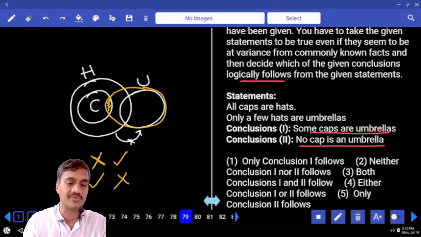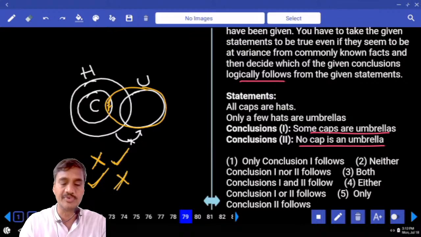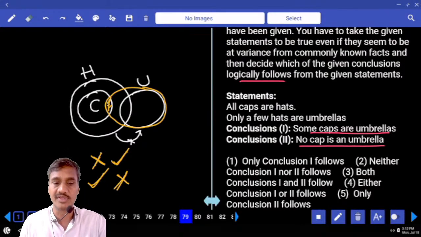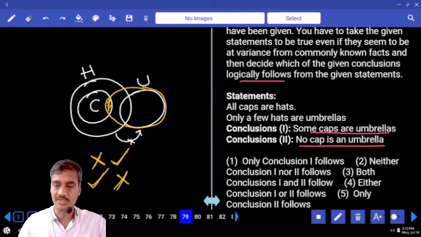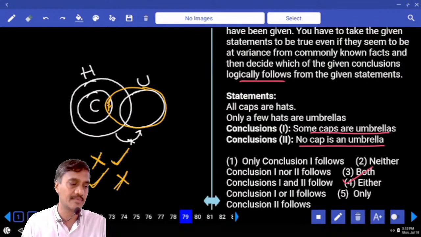Earlier the affirmative conclusion was false, now it is true. Earlier the negative conclusion was true, now it is false. Hence in one case affirmative can be true and in another diagram negative can be true. Hence either 1 or 2, choice for question number 79.